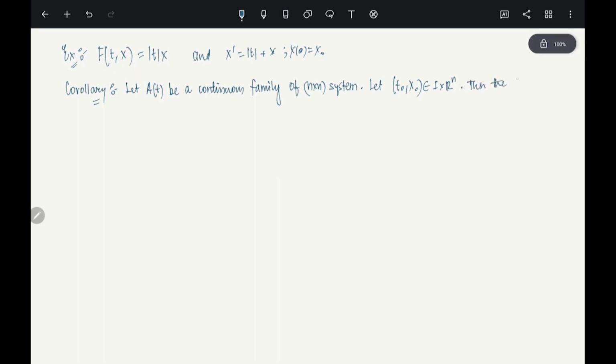Then the initial value problem, what is the problem? x prime equals A(t) times x, x at the point t naught is x naught, let's say. t naught can be 0 also, doesn't matter. Okay, so that has a unique solution on all of I.